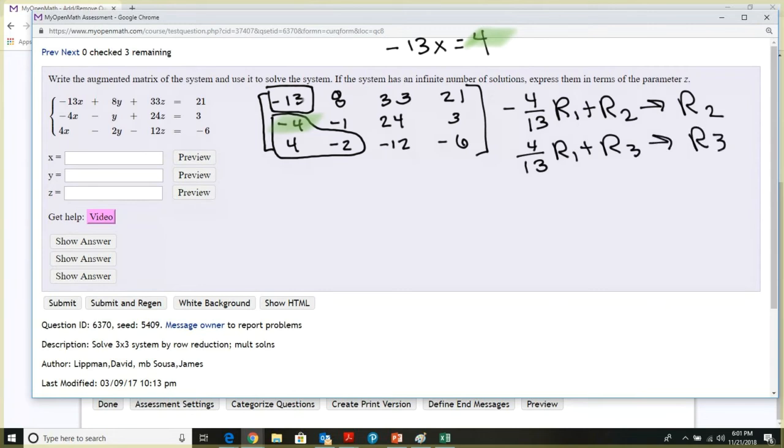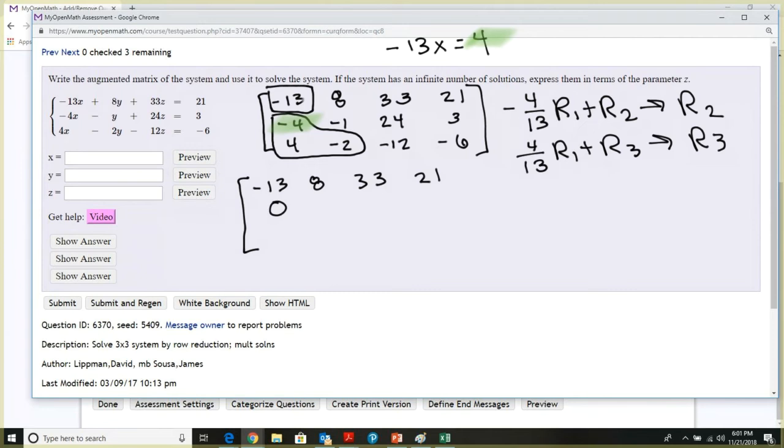The last one was a little bit simpler, but notice we're not changing the first row. We're just changing these second two. So I'm just going to use my calculator to do this. I'm going to do -4 over 13 times row 1, so times -13. Then I'm going to add that to -4, and I get a 0, which, well, we knew we were going to get a 0.